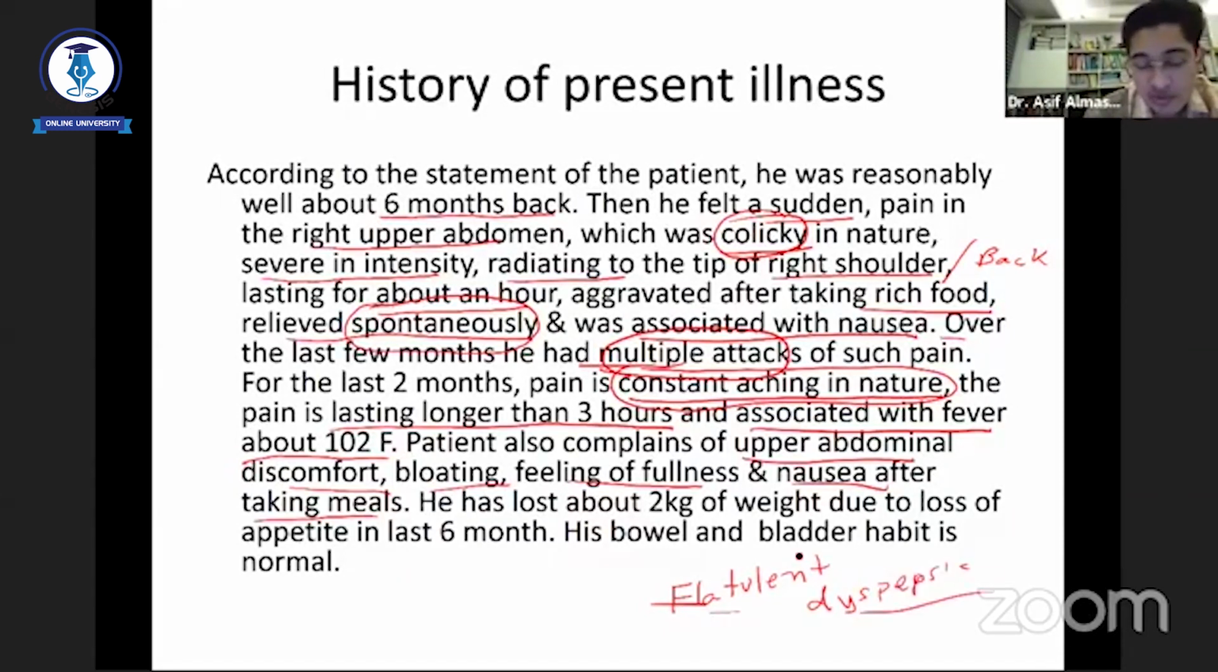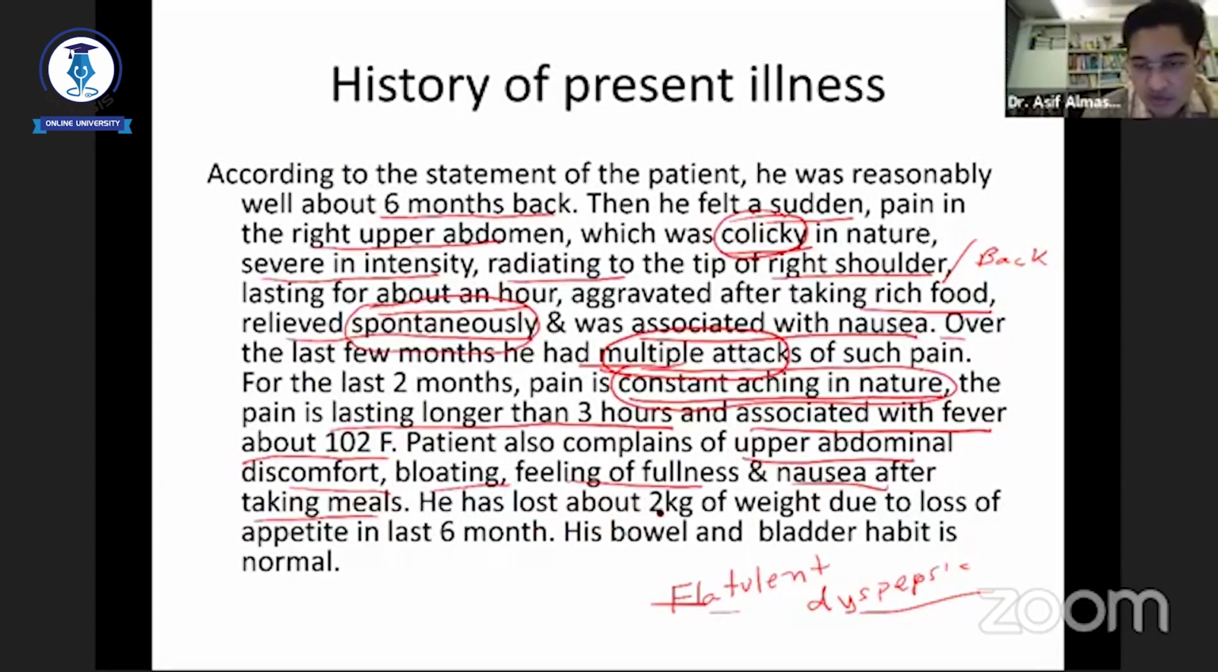This usually happens after a rich meal, usually after high fat content. There may be heartburn, there may be reflux, there may be upper abdominal discomfort, pain, bloating, feeling of fullness, nausea, and vomiting. This can happen. This is a very specific feature of cholecystitis. You can have similar features in reflux gastritis as well, but from this history, you can understand that the disease has converted into a case of chronic cholecystitis.